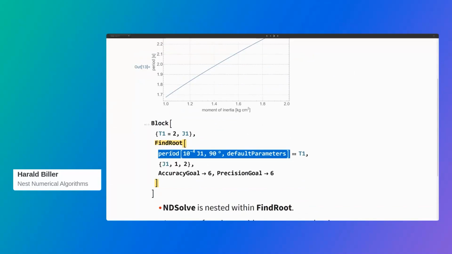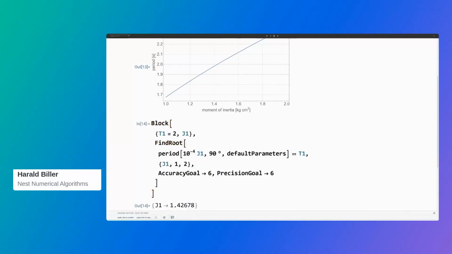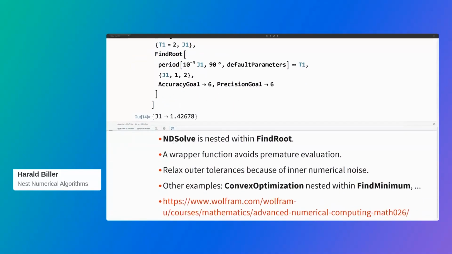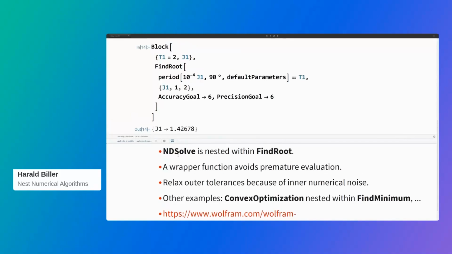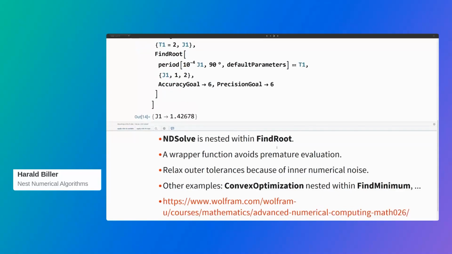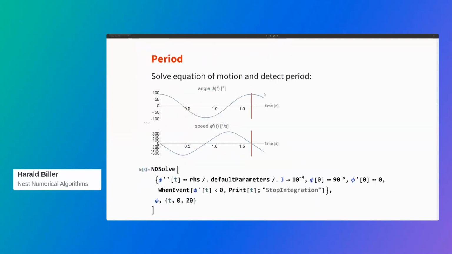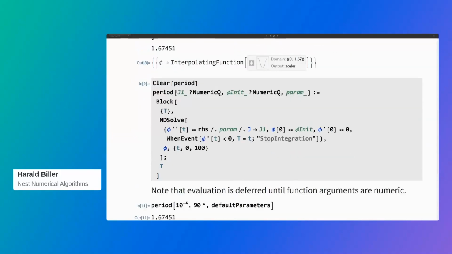And you want that to be a prescribed value by varying the inertia. So that's the FindRoot around everything. And that's the point. Here NDSolve is disguised in Period and nested within FindRoot. There's the period wrapper function, and I forgot to emphasize that it is only evaluated for numerical arguments.